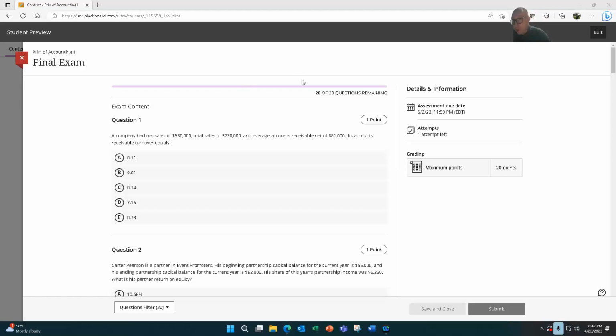So here's the good news. The good news is that it's open book and open note. It's open and available to you now. So if you want to jump into the final exam and start working on it tonight, you can do that. Just remember to hit save and close instead of submit. We only hit the submit button when you're ready to submit the final exam, because once you hit submit, you can't get it back.